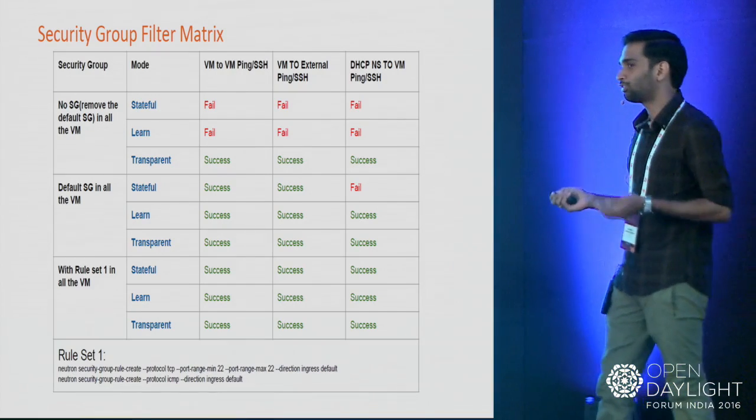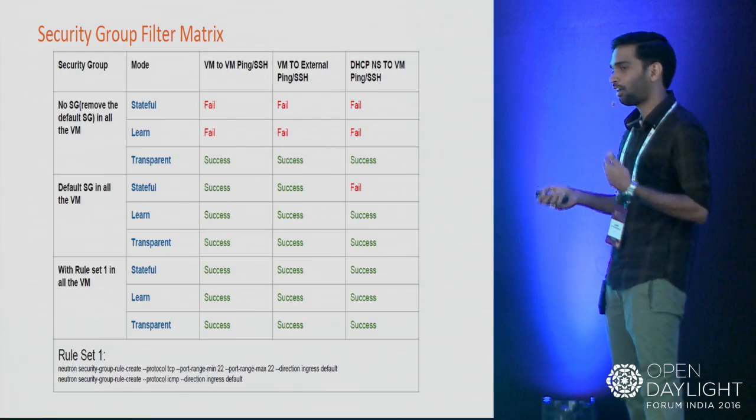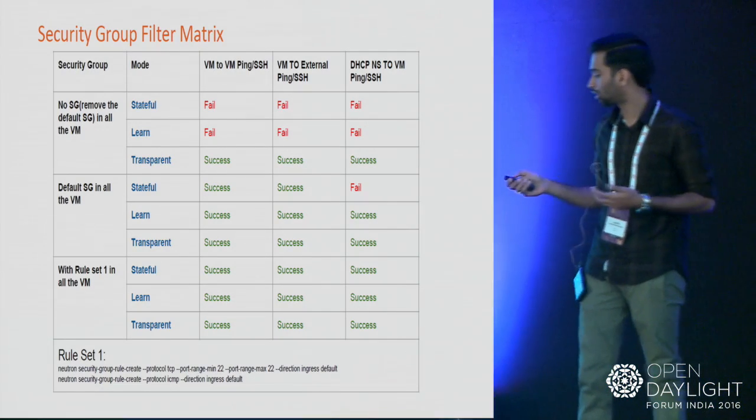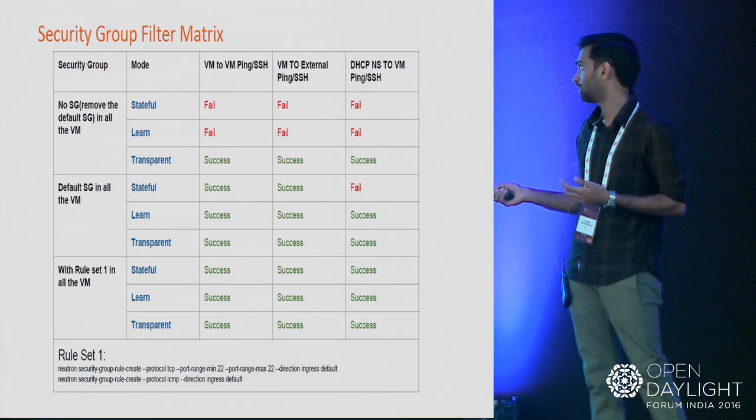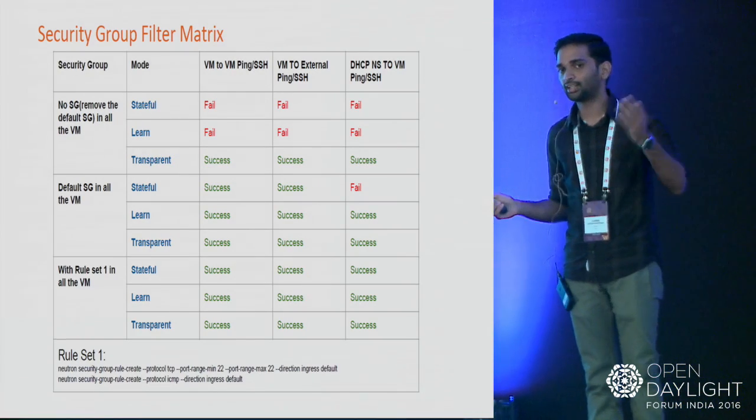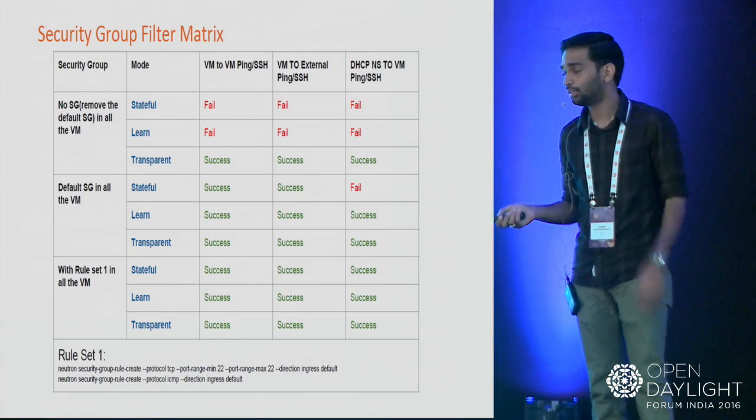This SG will get associated if you don't specify anything. It allows traffic between the VMs which are all in the default SG. So if all the VMs here are in the default SG, you can ping them. Also, for external, it allows anything. So you can ping from the VM to the external network as well.